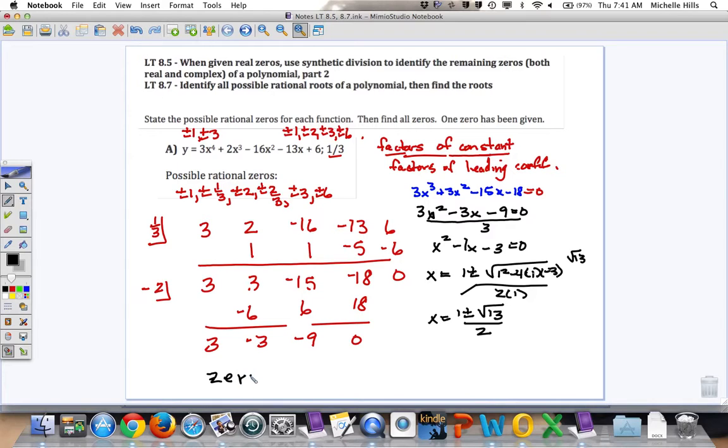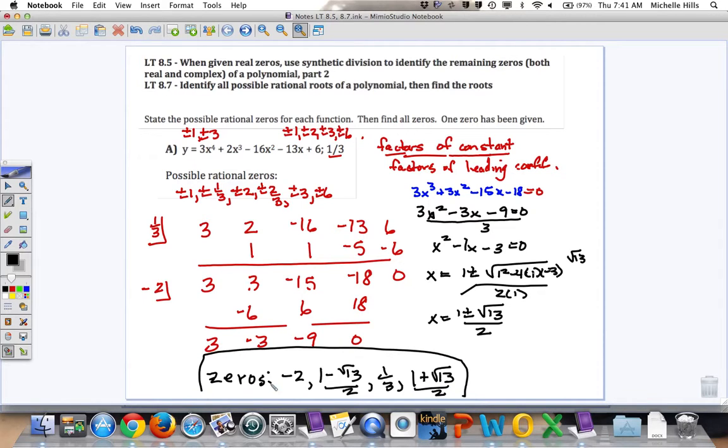My actual zeros, these are all the things that might have worked. The ones that really did work were negative 2, 1 minus the square root of 13 over 2, 1/3, and 1 plus the square root of 13 over 2. You need to list those 4 zeros out separately.